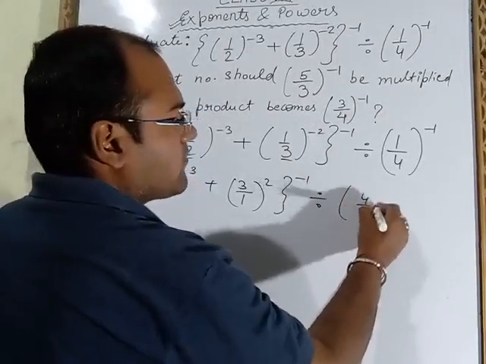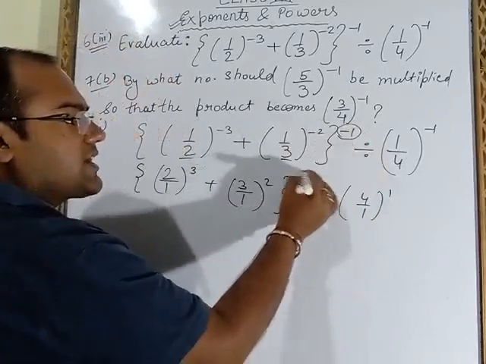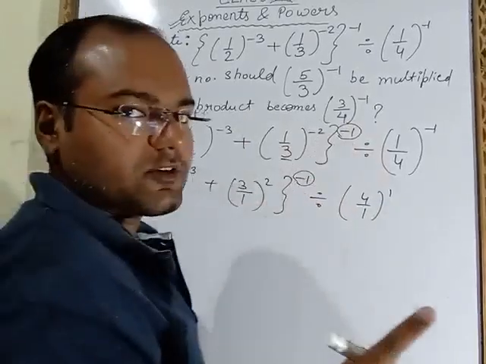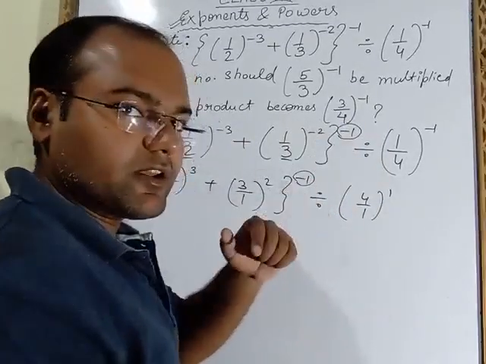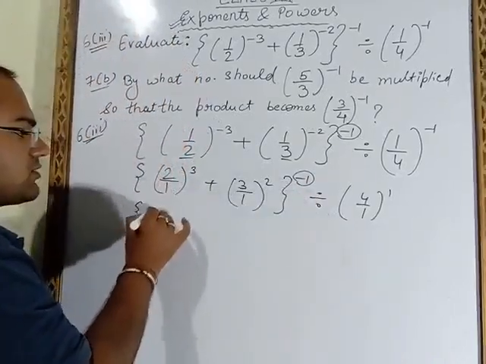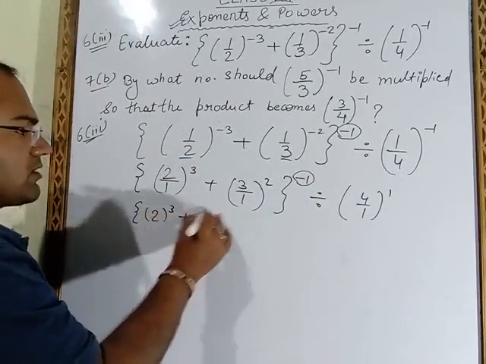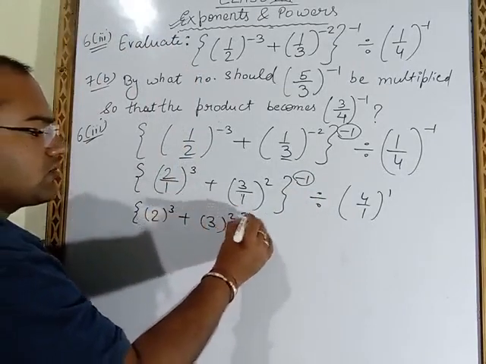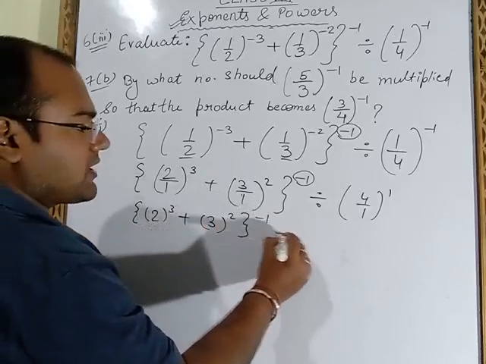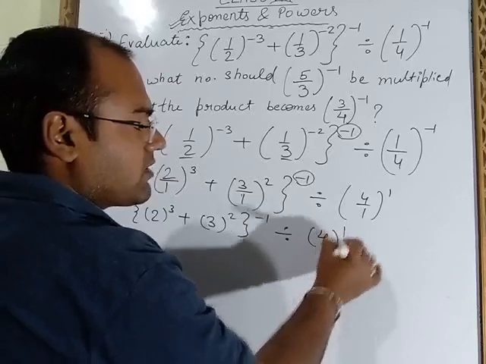So here we have to take 4 upon 1 power 1. This minus power we have to write as it is. This power we will not make positive; we will solve this power later on. Now 2 upon 1 means 2 power 3. 3 divided by 1 means 3 power 2. Outside the bracket, minus 1 divide 4 divided by 1. Answer will be 4 power 1.